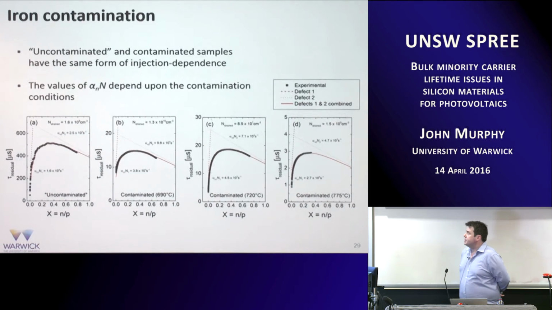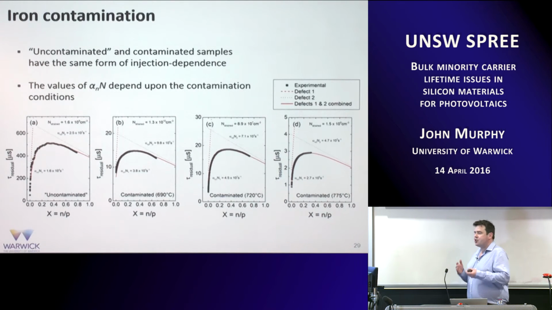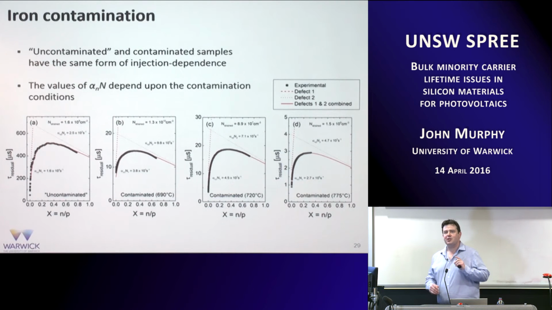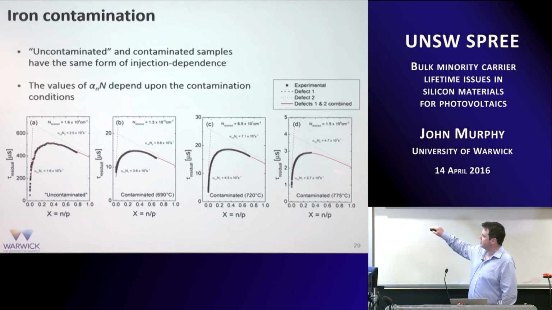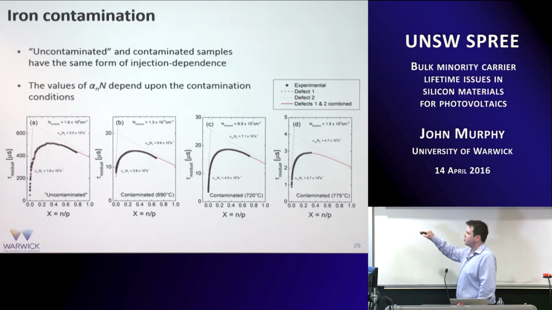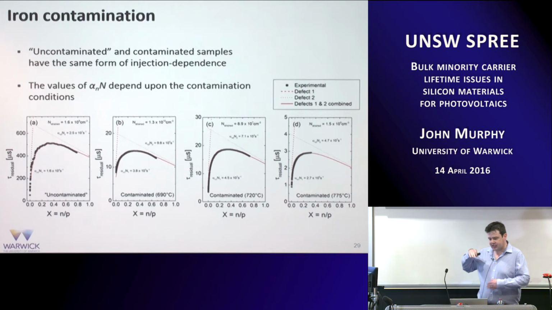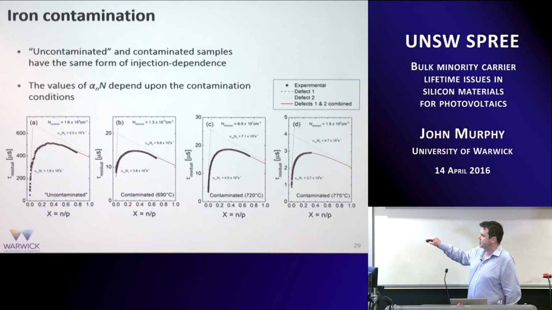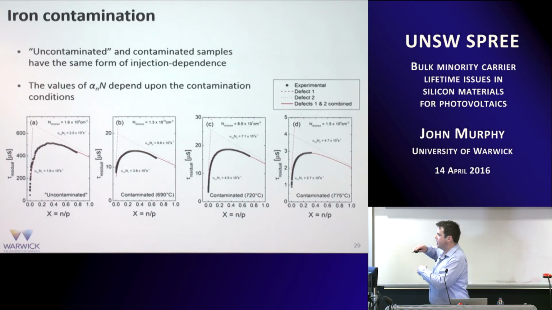I said that we did some work on the mechanism of all this, and this is even more remarkable. If we contaminate the samples with iron, we find that the injection response doesn't change. So these samples have been contaminated. This one is uncontaminated on the left. These three on the right have been contaminated with iron, high purity iron, at different temperatures. And so by changing the contamination temperature via the solid solubility of iron, we can control the amount of iron in the material, and we can measure using lifetime measurements to measure interstitial iron concentrations.